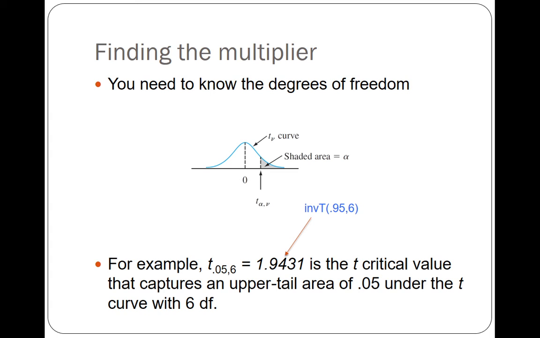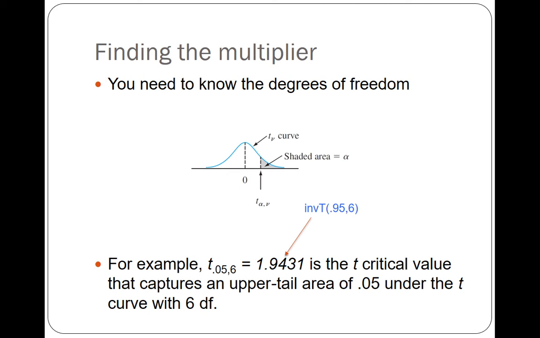So let's suppose that we want to know what t of 0.05 is. I would draw the picture, and I want t of 0.05, but I also have to tell you the degrees of freedom. So this would be an inverse t business because I know the area to the right. Notice it's 0.95, but it also asks me what my degrees of freedom are, and that's the 6. So I paste that in there. I get the 1.9431.